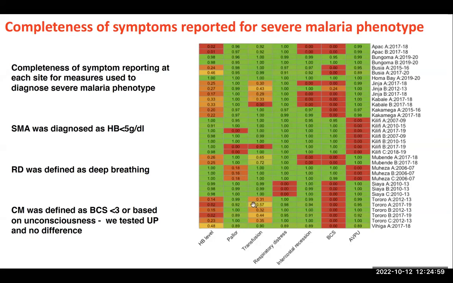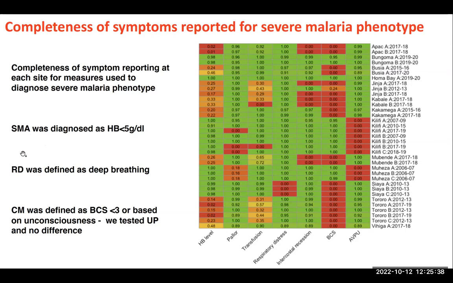And since these 2 measures, the Blantyre coma score and the AVPU scale, were widely reported, as you can see from this heat map, we did not model the diagnostic uncertainties in cerebral malaria. And as a sensitivity analysis, we tested the robustness of using unconsciousness level and unresponsiveness to pain, to see whether that would make any difference in the modeling that we had done, and there were no differences.